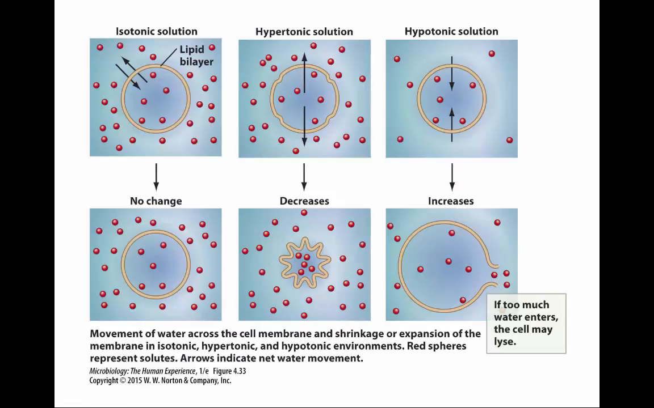Now the opposite thing can happen as well. In a hypotonic solution, where there's more solute inside the cell and less outside, water will rush in. And if too much water enters, the cell can lyse. And so we call this osmotic lysis.